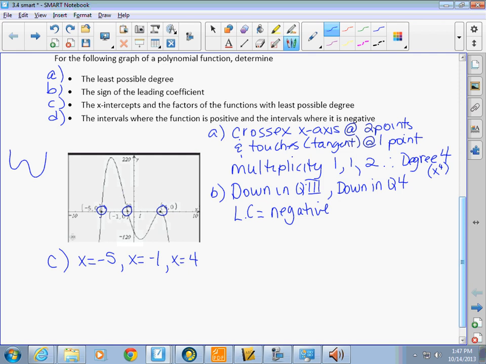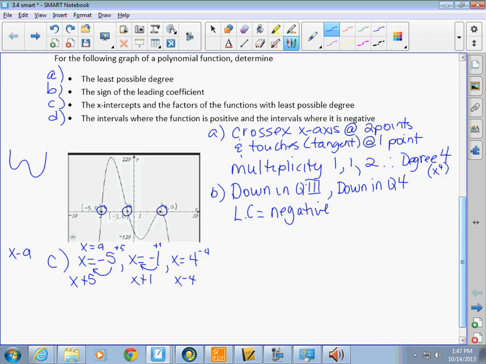If we substitute this back into the x minus a form, because this is x equals a is the way they have it written there, if we change it back to x minus a, this would be x plus 5, x plus 1, and x minus 4. So all I've done is taken my number and put it on the other side of the equal sign. So in this case, I've added 5, I've added 1, and I've subtracted 4. So those would be your 3 factors of the function.